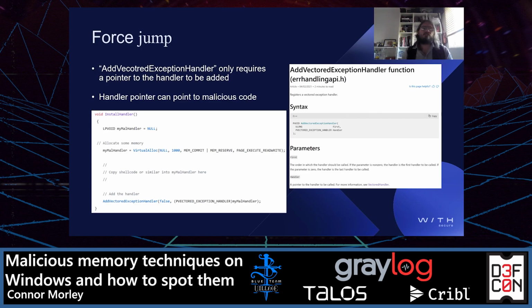Force jump, as I said, this is to do with how vectored handlers are added. So AddVectoredExceptionHandler is the primary function for adding VEH to a system or a running process. But AddVectoredExceptionHandler actually only requires a handler pointer, or just a pointer, to be added as an argument. So from this, you can allocate memory with a bunch of malicious shellcode and then hand it off and add it as a VEH. And then as soon as an exception comes in, as long as you put it at the front of the queue, your shellcode is going to get executed. So you've effectively found an exception-based shellcode execution mechanism by using VEH, which is pretty cool.